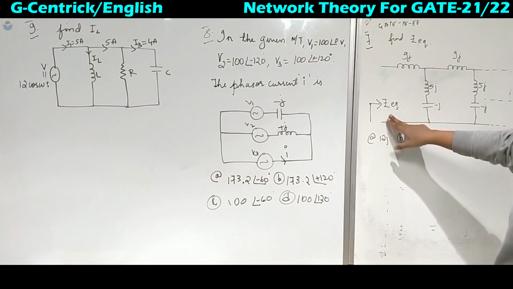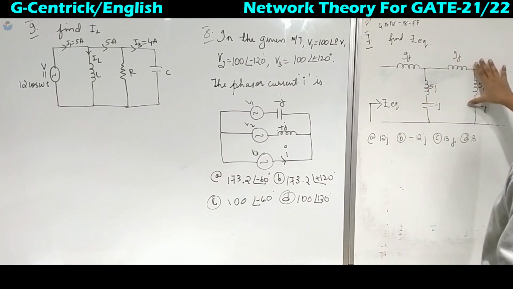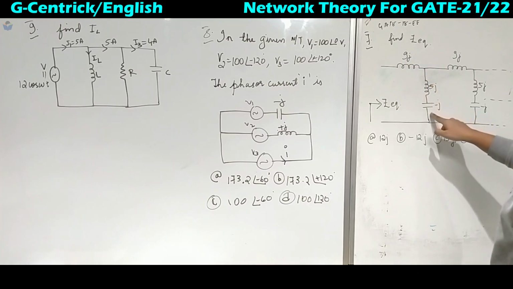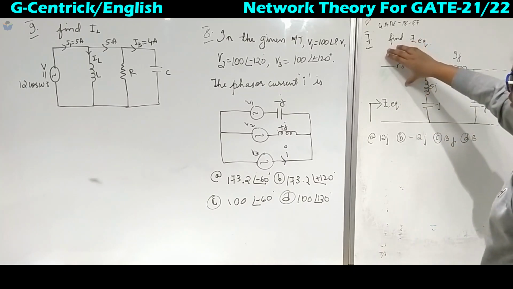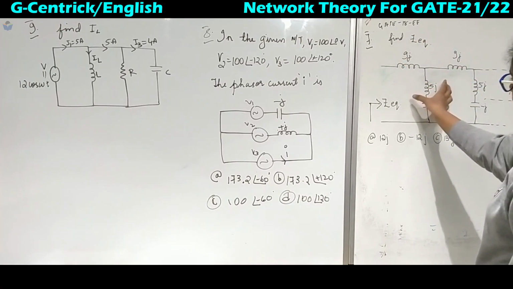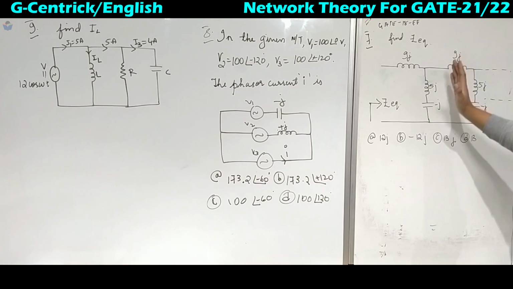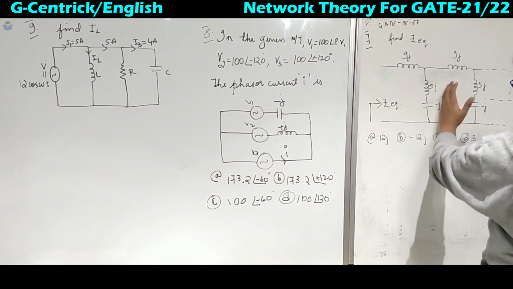So we have to find the Z equivalent, and if you see this circuit, there is a repetition of this block of 9J, 5J and minus J. First it is in series, then it is in shunt, series and shunt. So this goes on continuing till infinity. Now you have to leave one block and see from here.